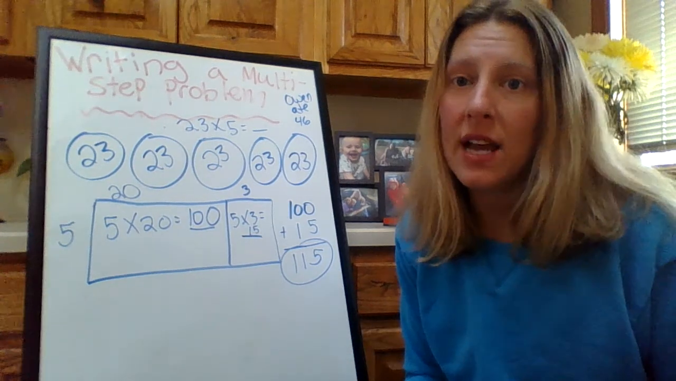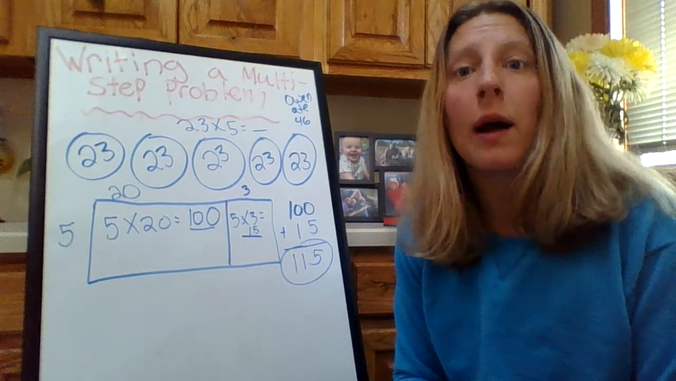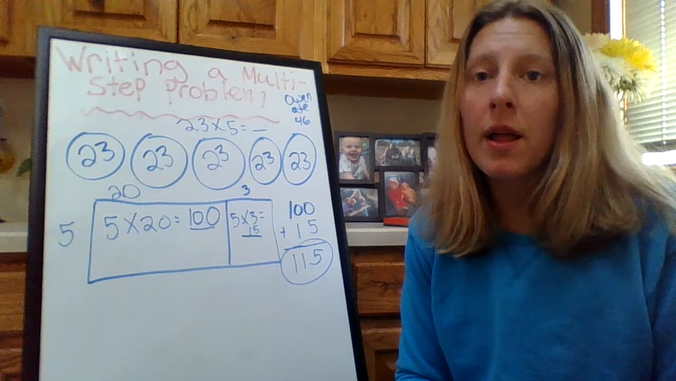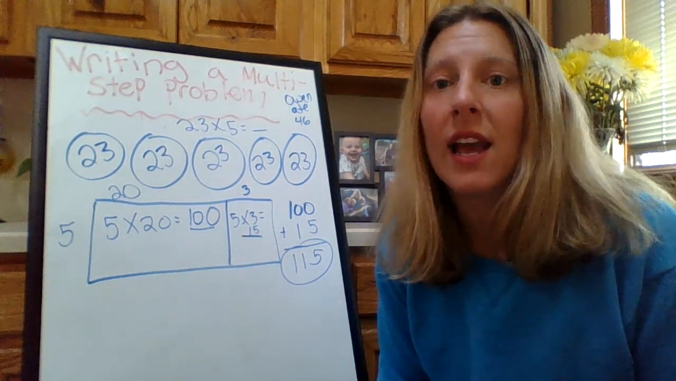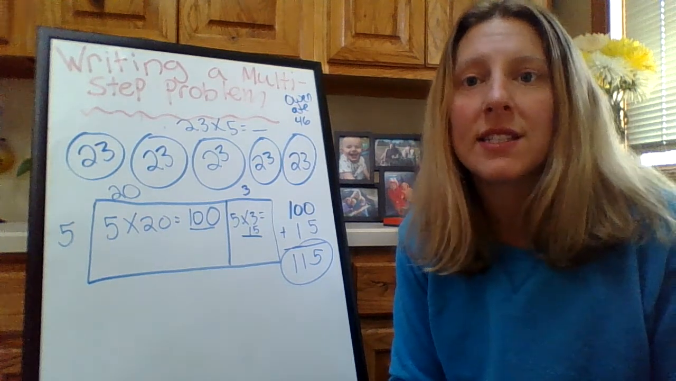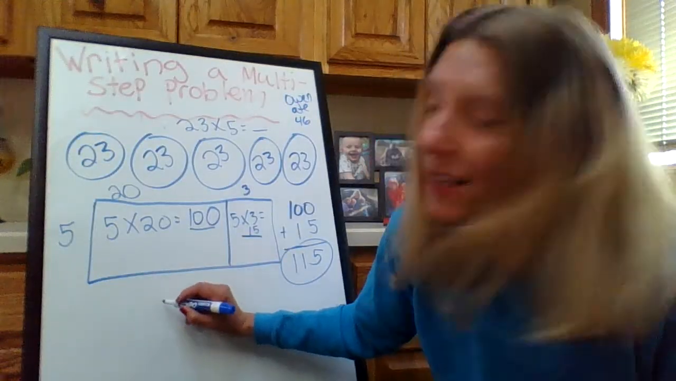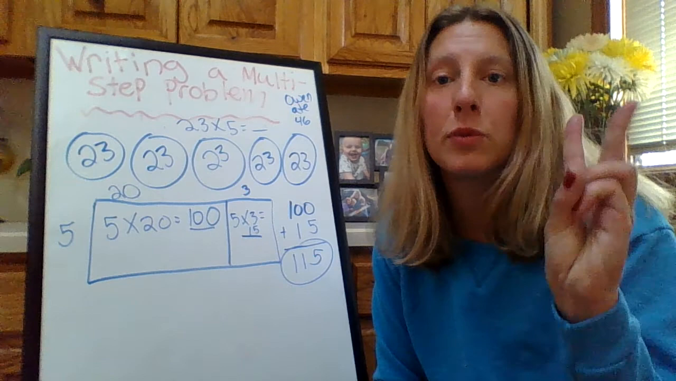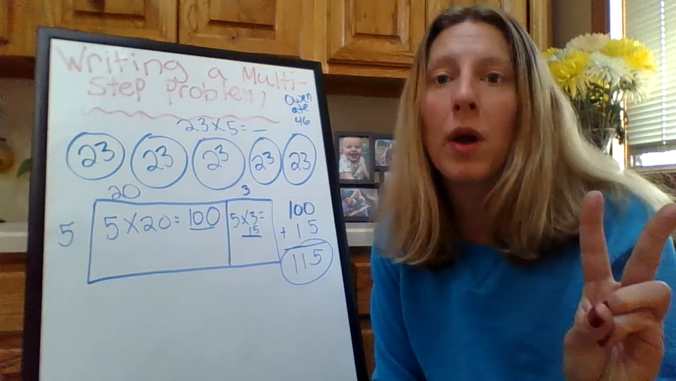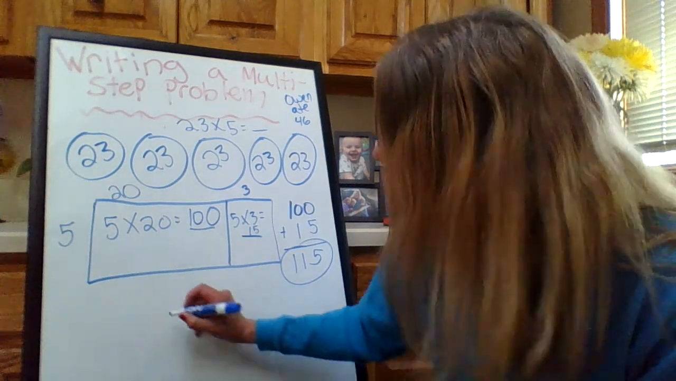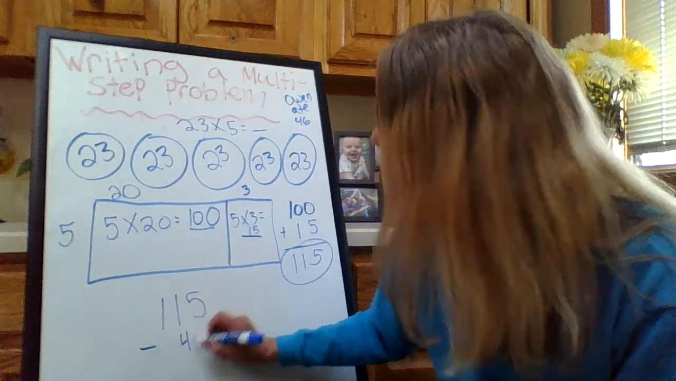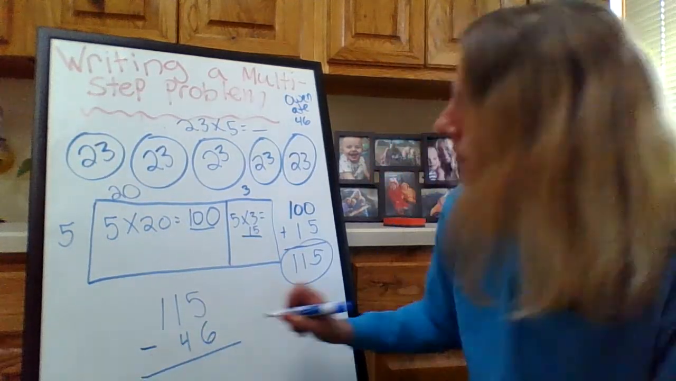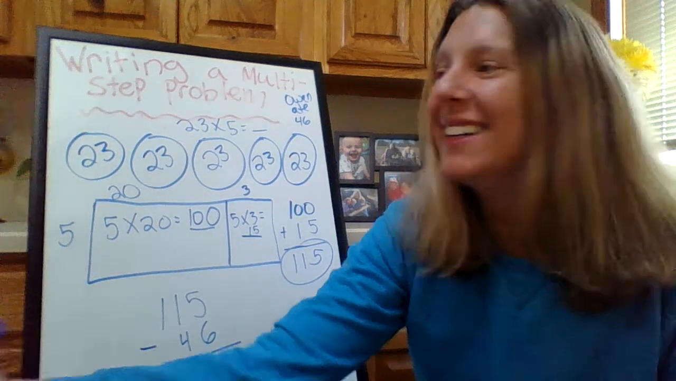However, we are not done because this is a multi-step word problem. In the problem, it says Owen ate 46 cookies. How many cookies does Nick have now? Or how many cookies does Nick have left? So that means I need to subtract. So step 2 in my word problem that I wrote is subtraction. 115 minus 46.